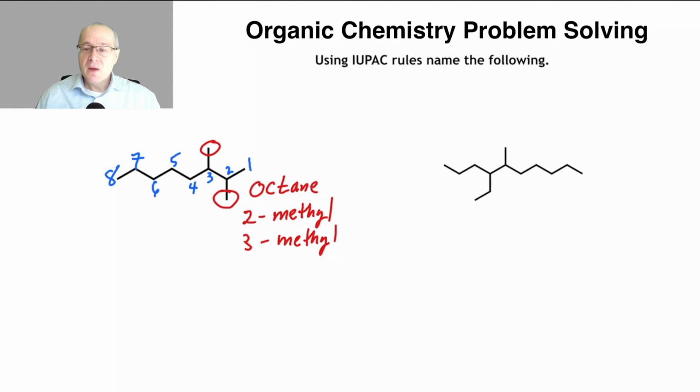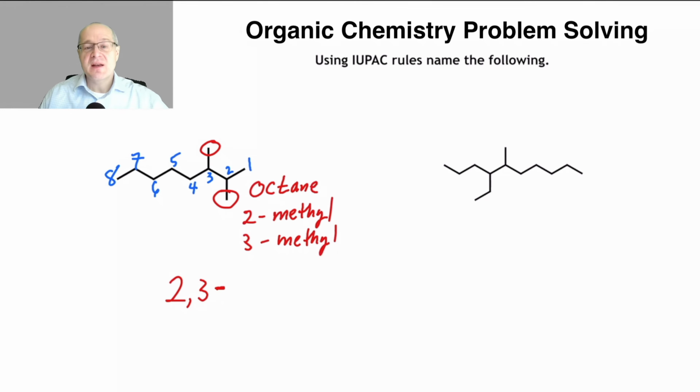So now, we have to put it all together. When you have the same substituent more than once in a molecule, you have to group them together. So you would say the following: 2, 3. Now, in the IUPAC system, numbers are separated with commas. So it's 2, 3. Dash. In the system, letters and numbers are separated with dashes. So it's 2, 3 dash.